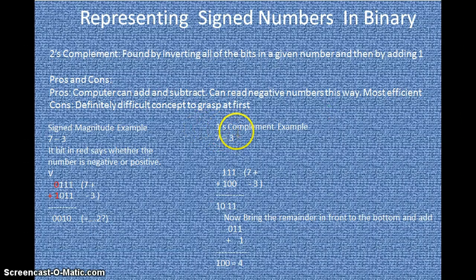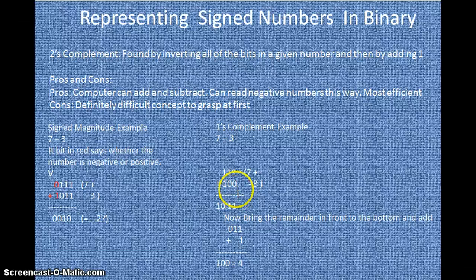Now let's see here, we have a ones complement example, 7 minus 3, positive 7 there, minus a negative 3. Notice how we inverted the bits. It would have been positive, it would have been 0, 1, 1, but it is 1, 0, 0 to be negative. Let's add those together.